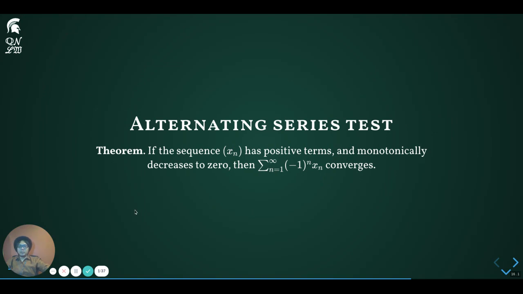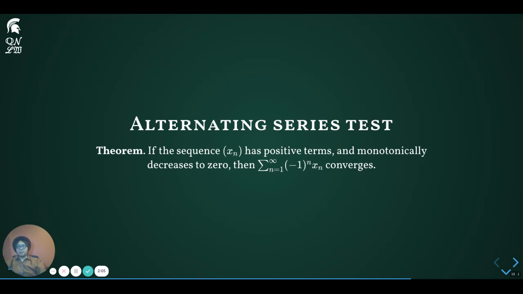Our first convergence test is the alternating series test. Many of you have already seen a pictorial proof of the test in your calculus textbook. We will try to make the argument rigorous. The test says, if the sequence x sub n has positive terms and monotonically decreases to 0, then the infinite series whose terms are minus 1 to the power n times x sub n converges.